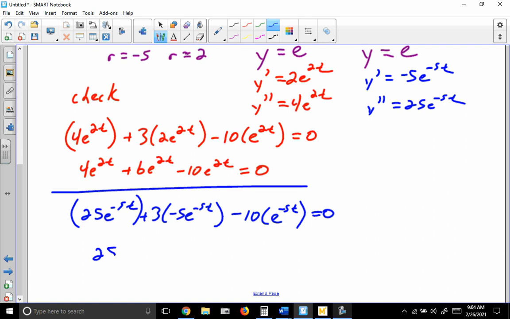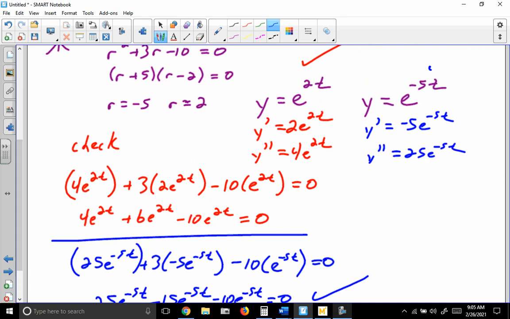So we get 25e^(-5t). 3 times the first derivative is minus 15e^(-5t), minus 10 times the function. 25 minus 15 minus 10 is 0, so that one also is a solution. So we have two different solutions here to our differential equation.